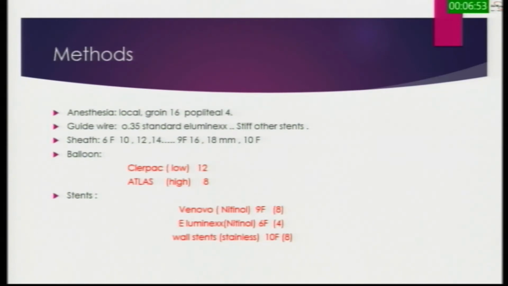For the sheaths, we used 6 French in 10 patients, 12 French in 14 patients, and 9 French in 2 patients. We used a Clear Back balloon and an Atlas balloon. The low pressure balloon was used in 12 patients. The high pressure Atlas was used in 8 patients. The stents we used were Venovo, Illuminax, and Wallstents.